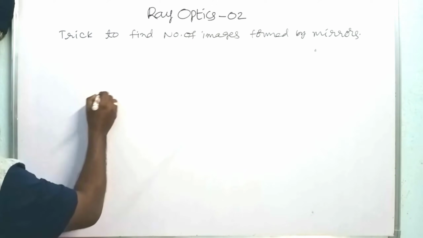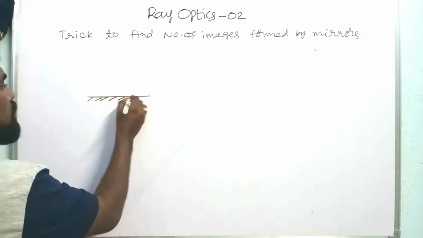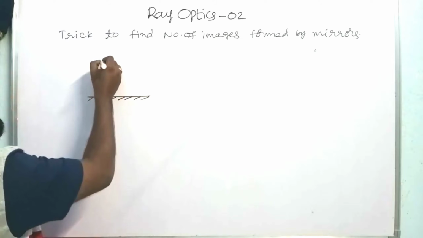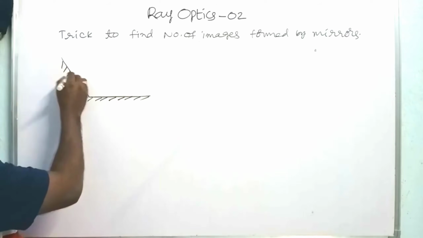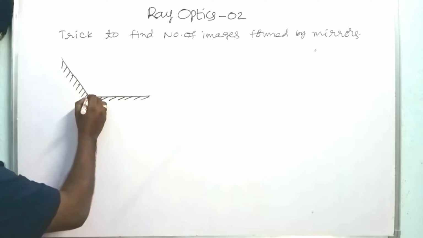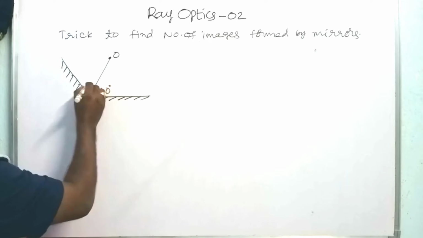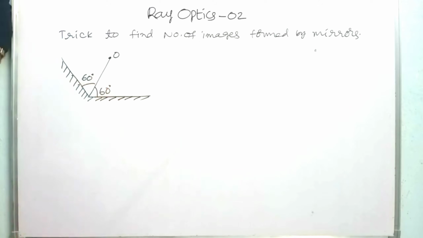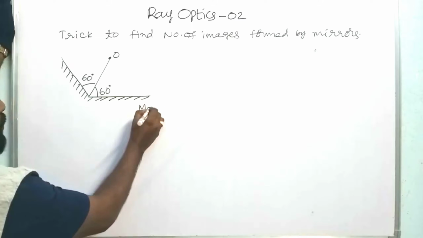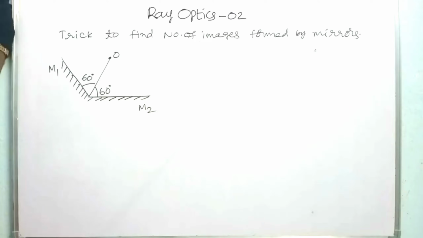This is a mirror and this is another mirror. There is an object in the angle between these two. This is 60 degrees and this is 60 degrees. The total is 120 degrees. This is M2, this is M1. How many images are found? Find.